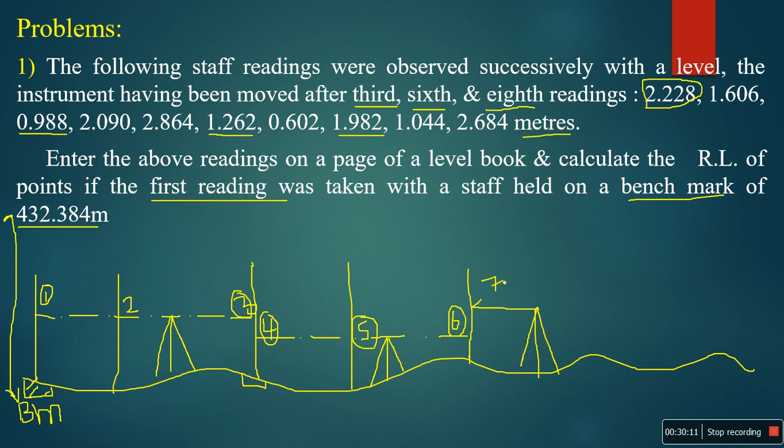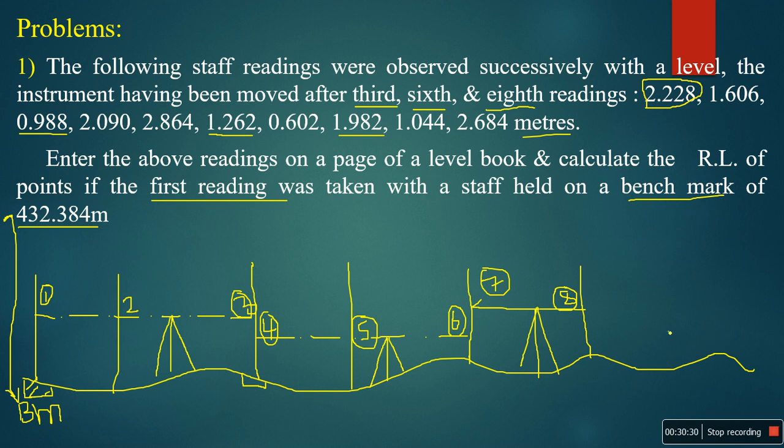This will be the seventh reading. Similarly, this is 7, this is 8. Again same as it is. They have shifted the instrument after taking this reading. So this reading will be the last reading from the same instrument setup. Okay, this reading will be the 8th.